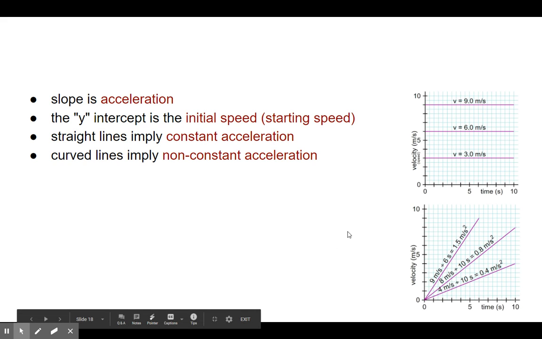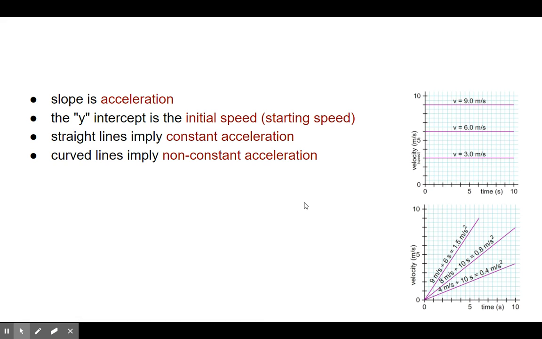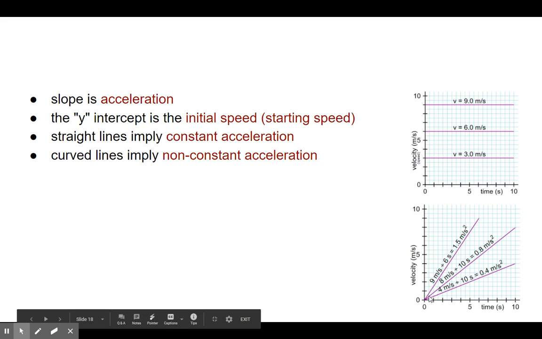Slope is acceleration. The y-intercept, or the y-axis, is the initial speed, or the starting speed. I'm just talking about right here, wherever they started at, because it's 0 point in time, and then as time goes on. A straight line implies a constant acceleration. Constant meaning it doesn't change. That's what constant means. There's no change. And a curved line implies non-constant. A curve on a graph can be a straight or an actual curvy line, but in math, that's the term they use, curved.